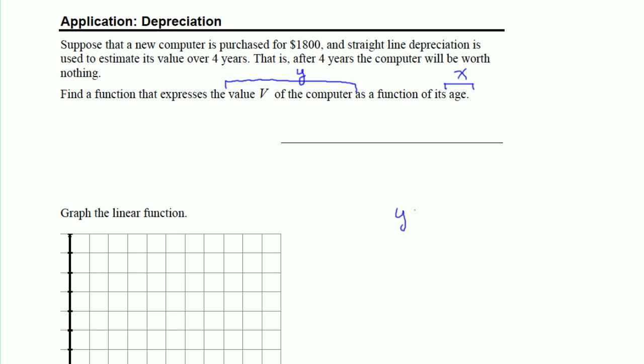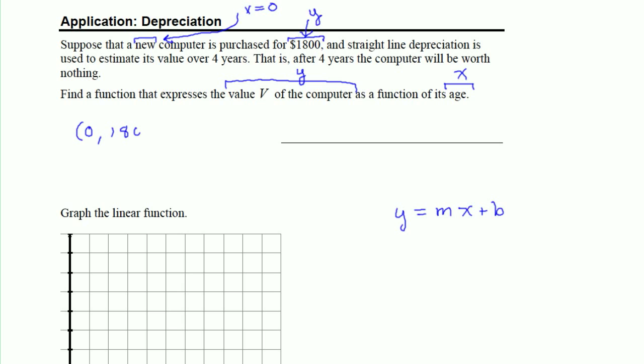Y equals mx plus b is a reasonable formula to use here because it turns out we do know the y-intercept this time. If we look at the information that we're given, new, just that word new tells us that the age is 0. So this is an ordered pair x equals 0 and y equals 1800.